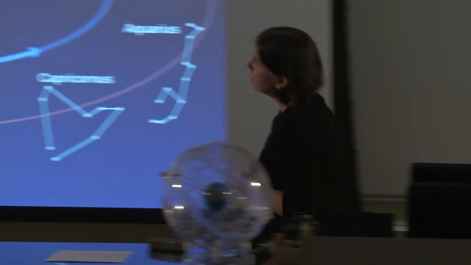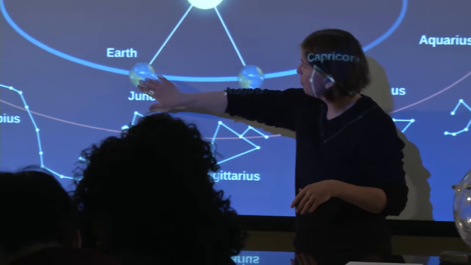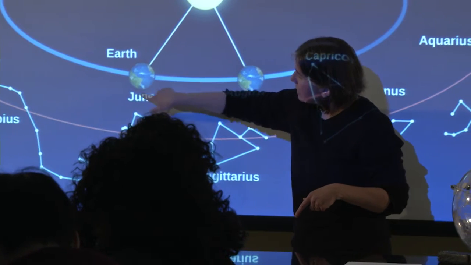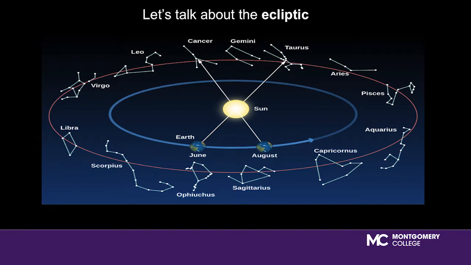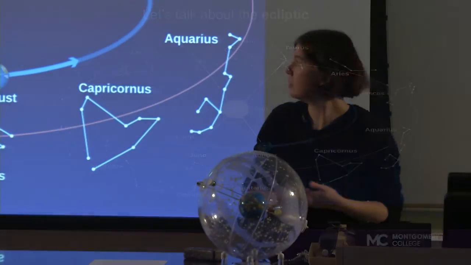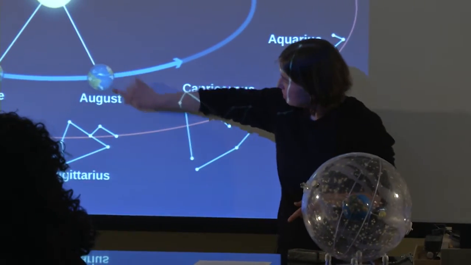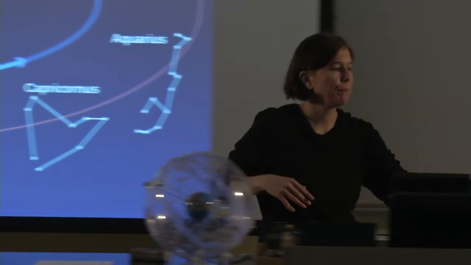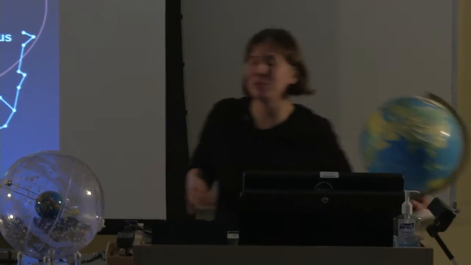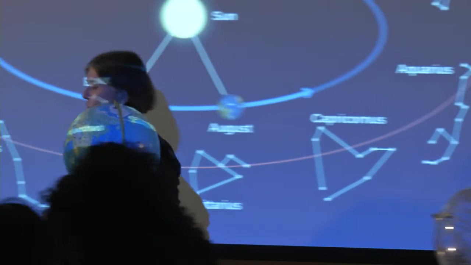So let's consider Earth in June. On the night side of Earth, out here, you're going to be able to see these constellations, Scorpius and Ophiuchus, right? In August, you'll see different constellations high in the sky, say at midnight. This is great. This means we get to see the whole galaxy over the course of the year.